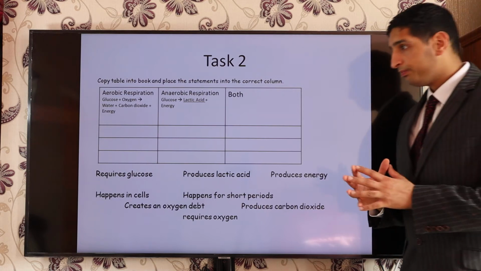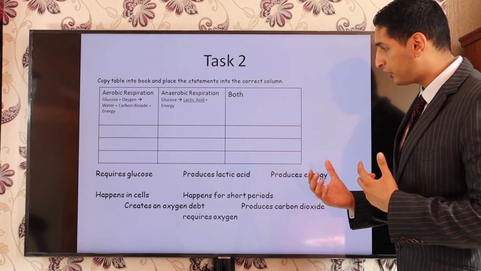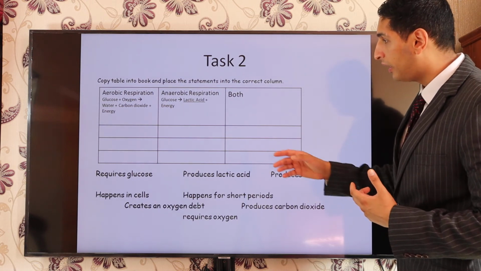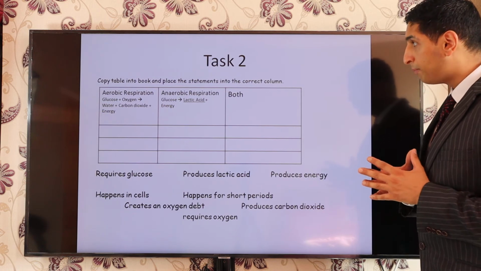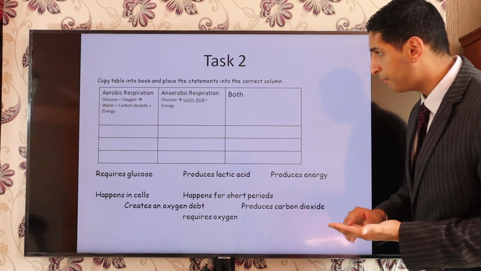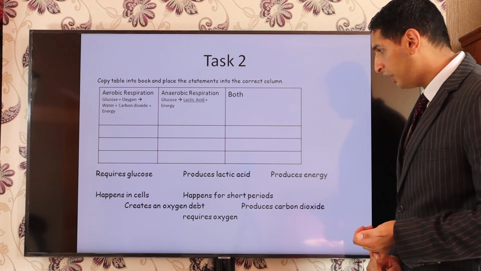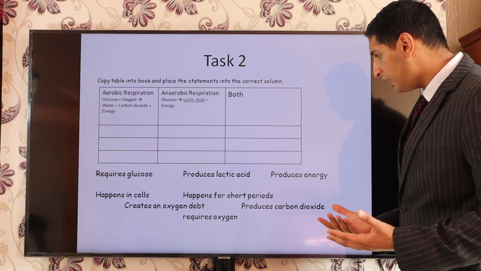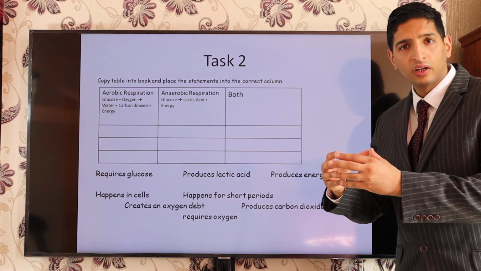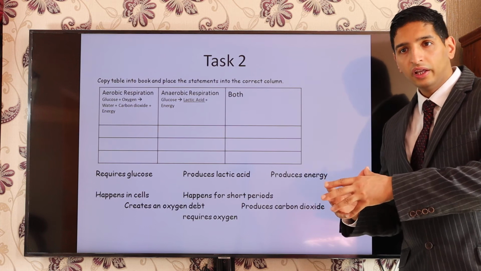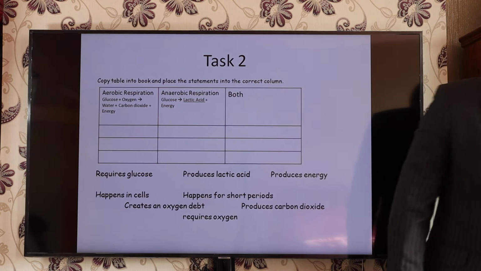Now, in order to compare anaerobic and aerobic respiration, I would like you to see if you can place these where they're meant to go. It's also very important that there's some similarities. For example, they both require oxygen. They both happen in cells. They both produce energy. Okay, so this is very important. There's some things they have in common. Then there's some noticeable differences as well. Pause the video, have a go.